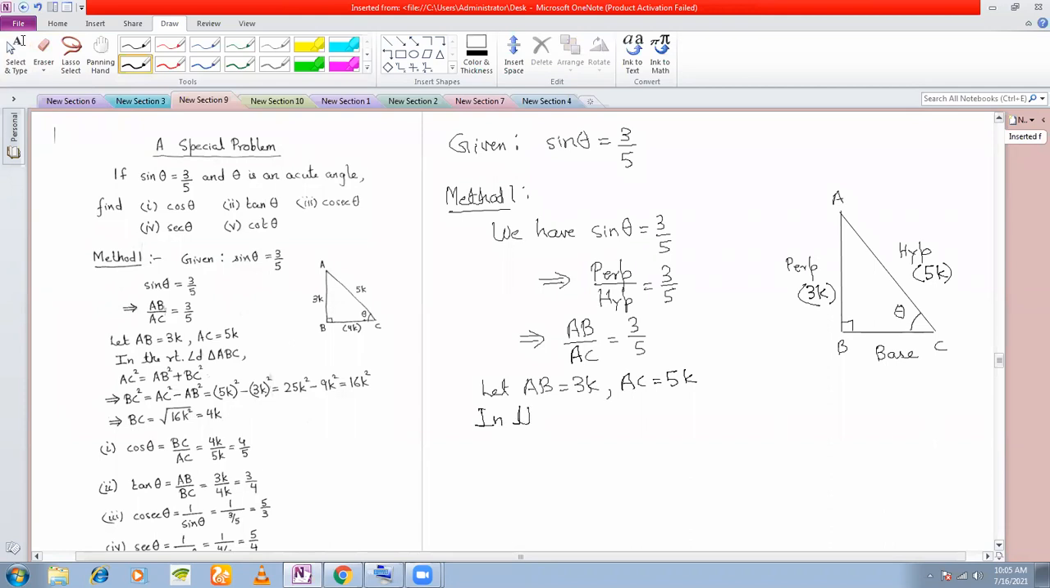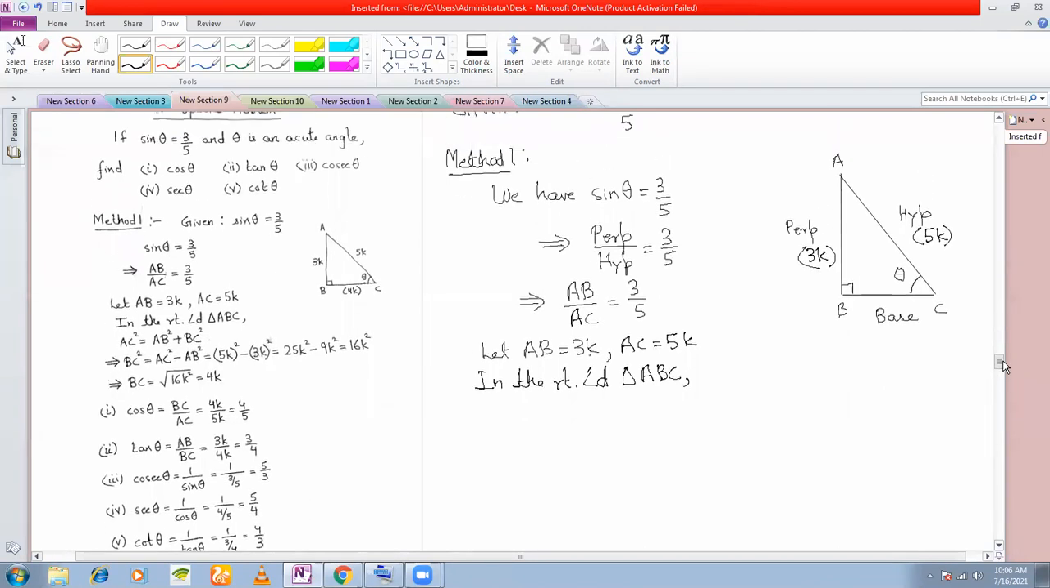So in the right angle triangle ABC, AC square is equal to AB square plus BC square. Put the values here. AC you know as 5K, AB you know as 3K, BC we want to find out. So that means 25K square.